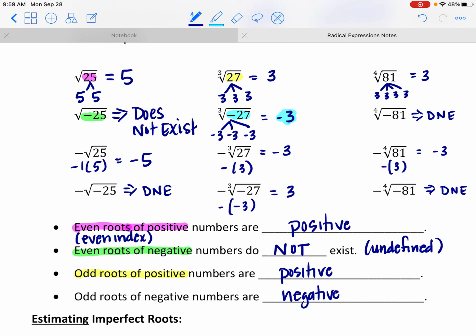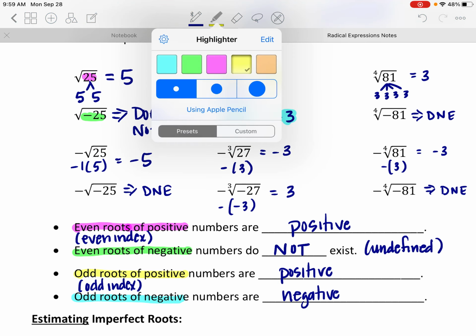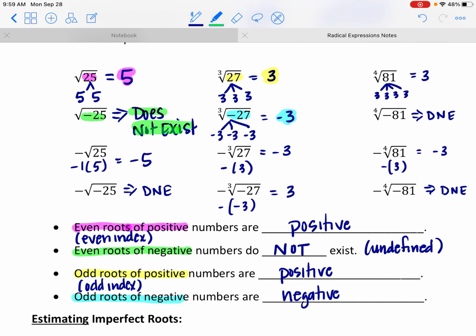Now I just got to fix my highlightings. And again, when I say odd roots, I mean there is an odd index for the root. Odd roots of negatives are negative. And I should have highlighted that. And lastly, that, just so it all connects. Okay? So even roots of positives are positive. Like 3 out of 4 of these, they make sense. Okay? Even roots of positives are positive.